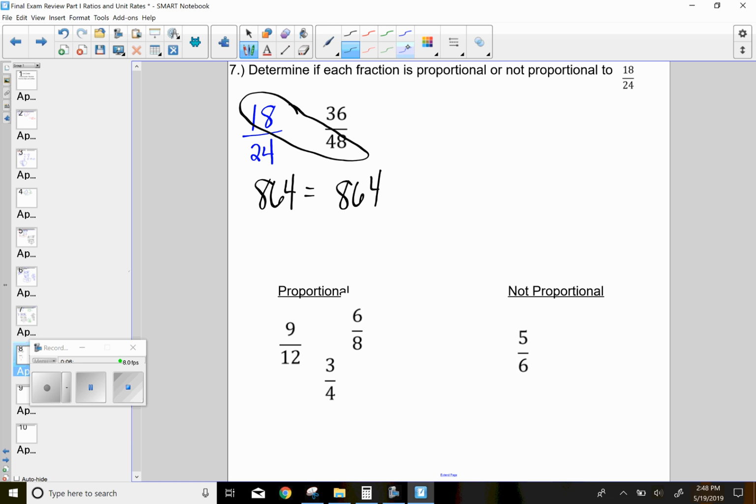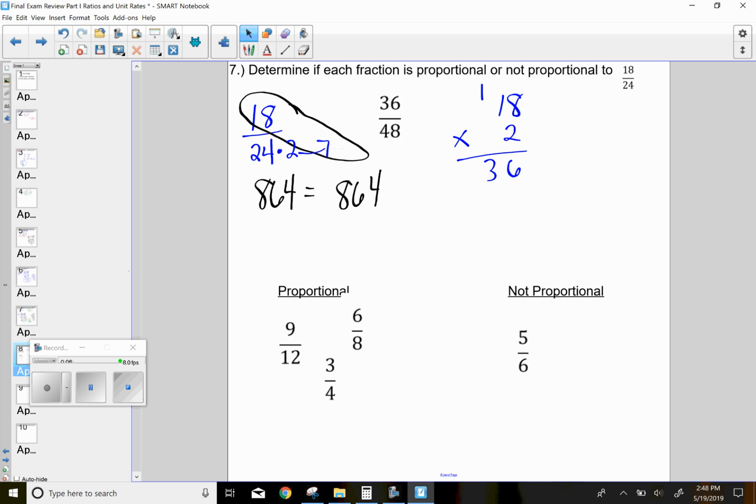By taking a second look right now, I know that 24 doubled will give me 48. So if I quickly take 18 doubled, that would be 16, 2 and 1 more, 36. So they're both doubled. So this last guy is also proportional. So there's only one that was not proportional in there. So maybe a multiple choice question might give you a fraction like 18/24 and say which one is not proportional. But it could say which one is proportional. So be careful of the vocabulary in that.